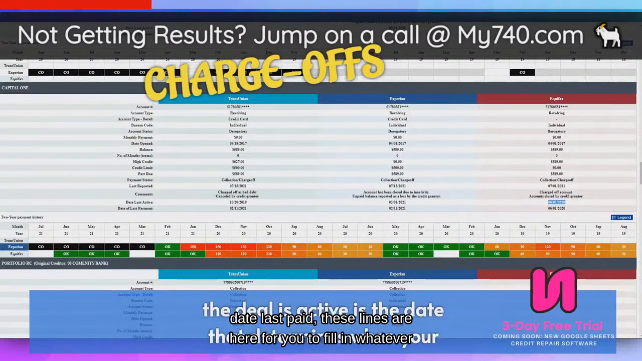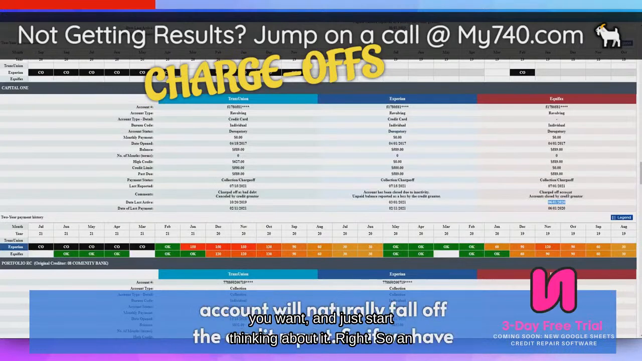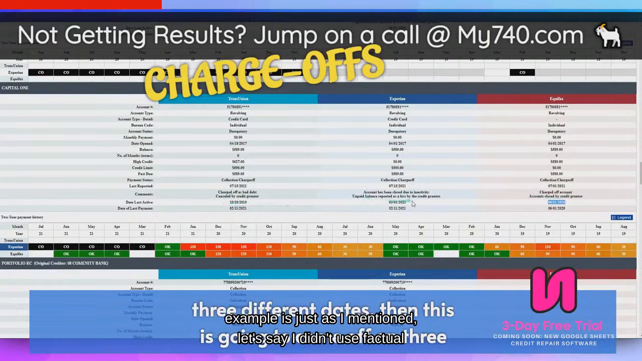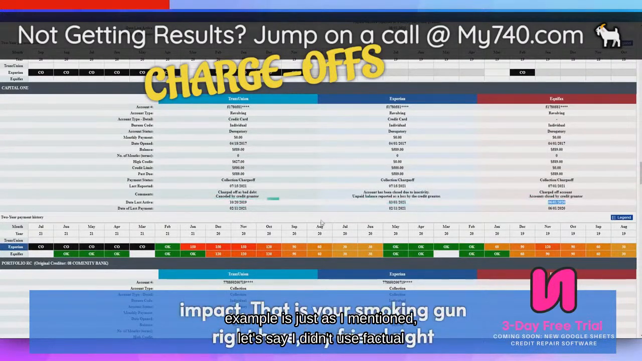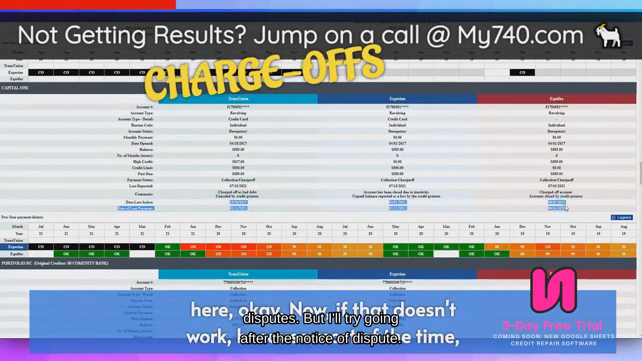Because the date last active is the date that determines when your account will naturally fall off the credit report. So if we have 3 different dates, then this is going to come off on 3 different years. Okay, so that is going to be your biggest impact. That is your smoking gun right here, my friend, right here, okay?